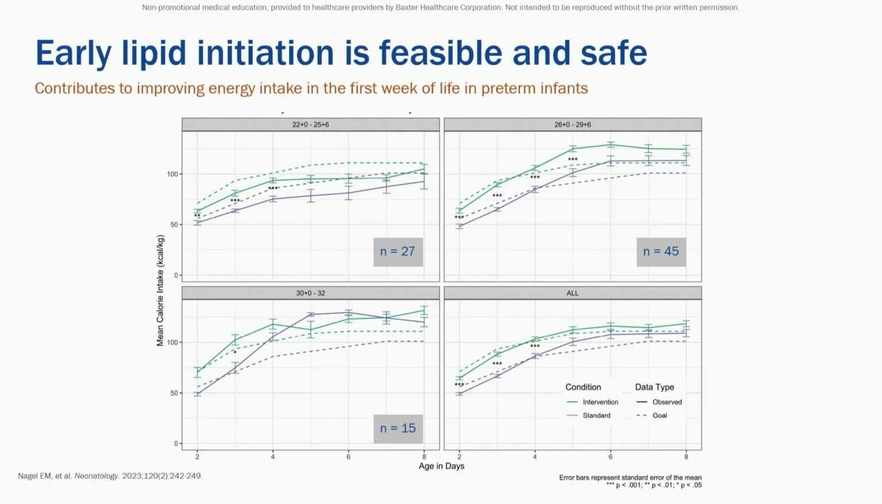There has been ample research that early lipid initiation is feasible and safe. Dr. Nagel's group has a great paper displaying this, that early initiation of lipids along with other elevated parenteral nutrition components is possible, even within a very premature group.